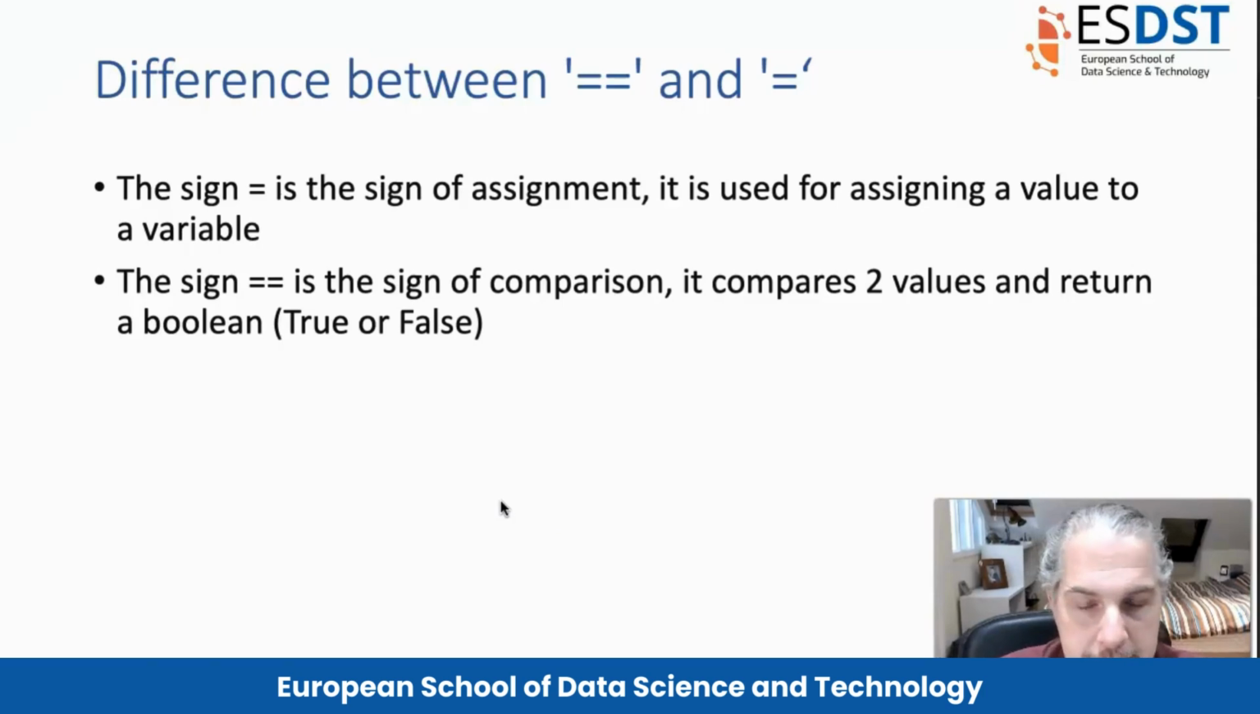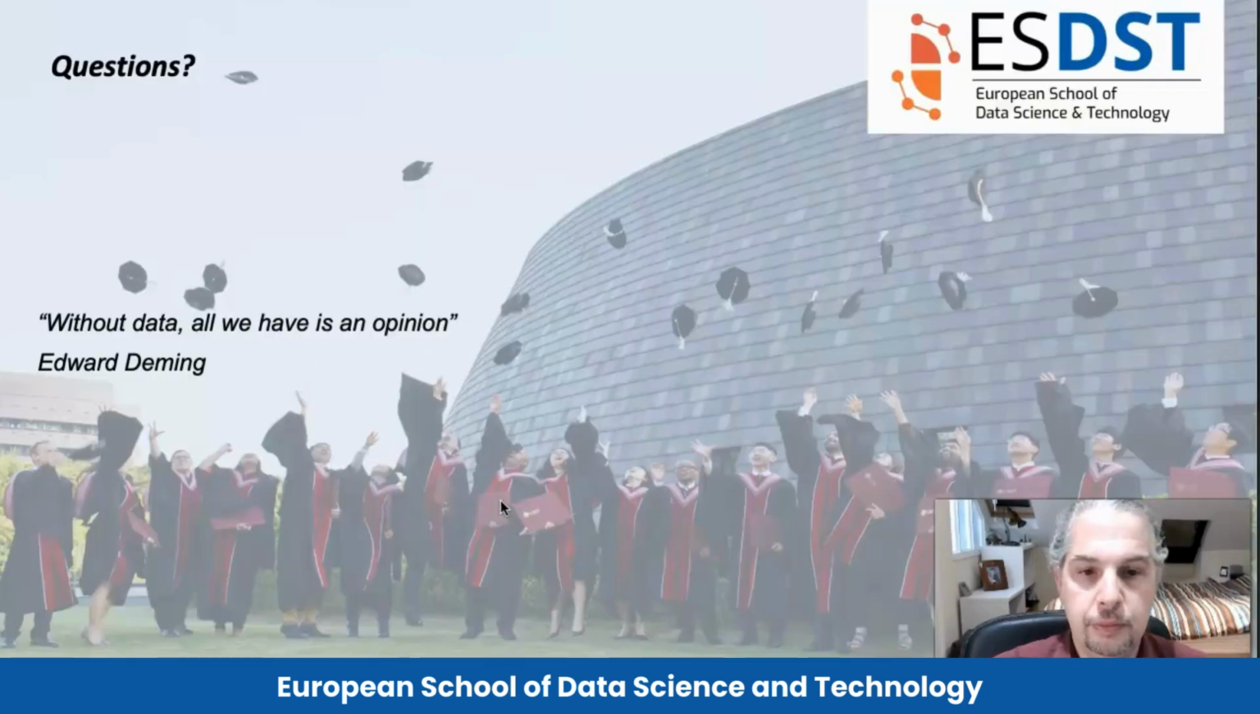We said that the single equal sign is the assignment operator. It is used for assigning a value to a variable. The double equal sign is the sign of comparison. It is used to compare two values and return the result as True or False. So it is actually used to build what we just said, it's a Boolean expression. On this part, we quickly went through the conditional statements in Python.